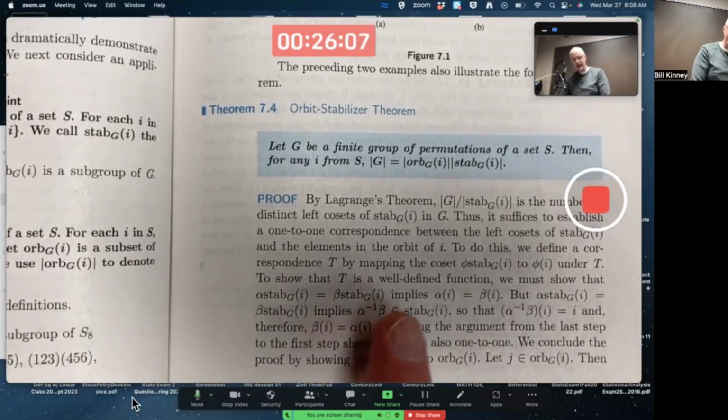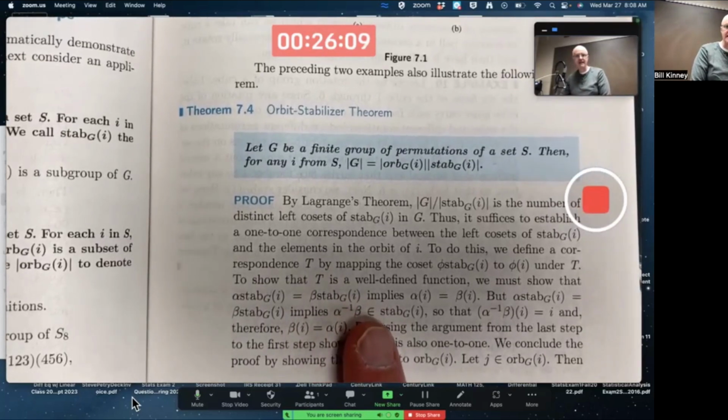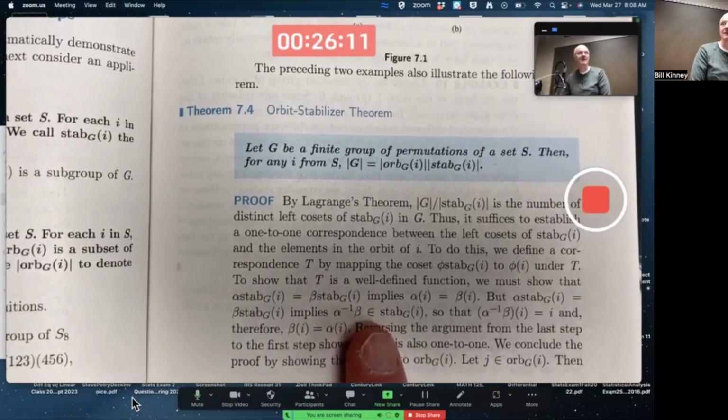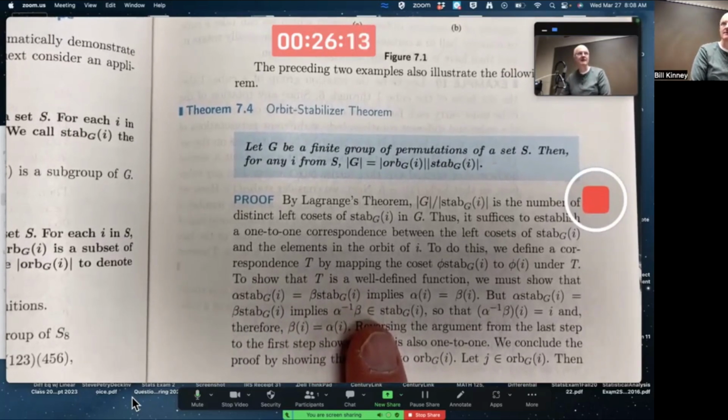For example, showing this function t is well-defined. That's a big deal, right? I already said well-defined is a big deal today.